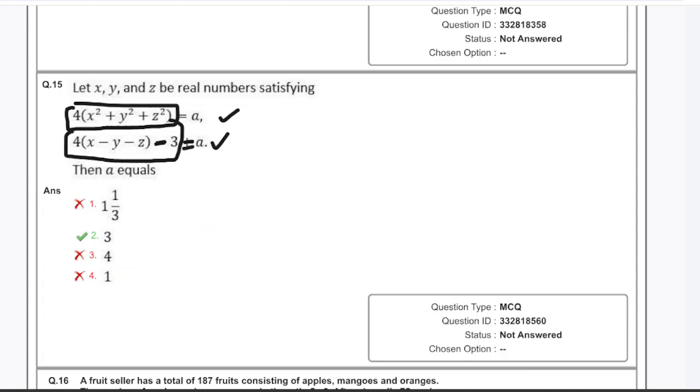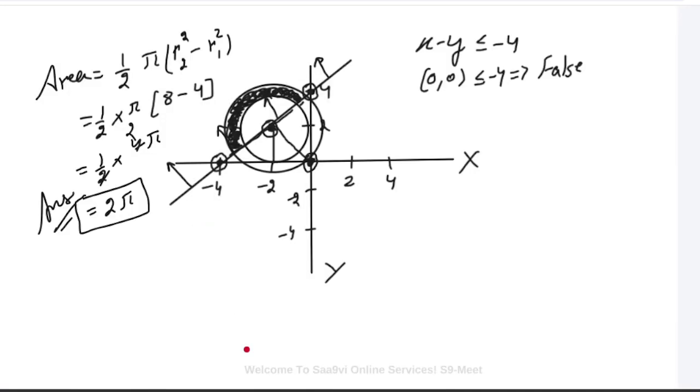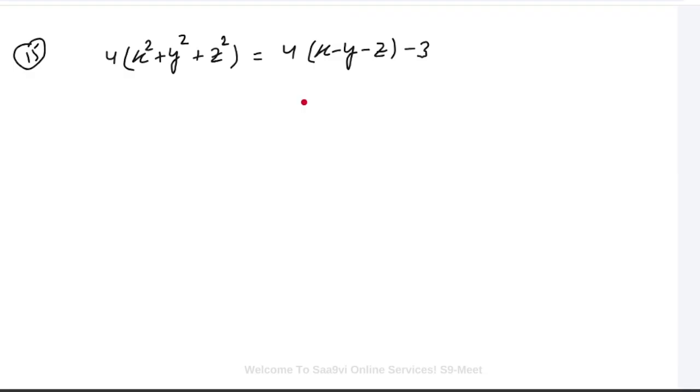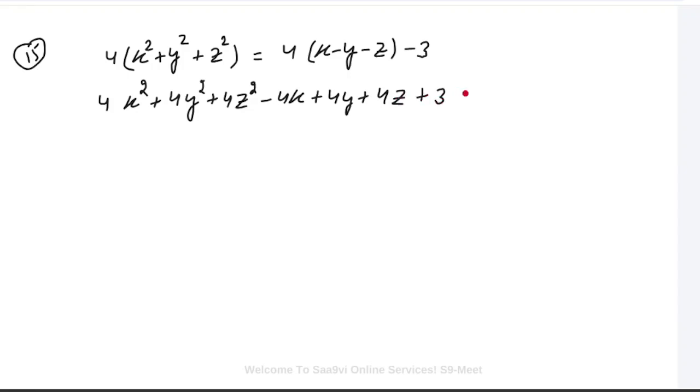So let's start doing it. Question number 15. We have put them equal. Now let's bring this towards the left hand side. We get 4x square plus 4y square plus 4z square minus 4x plus 4y plus 4z plus 3 equal to 0. So we have brought all these things towards the left hand side.